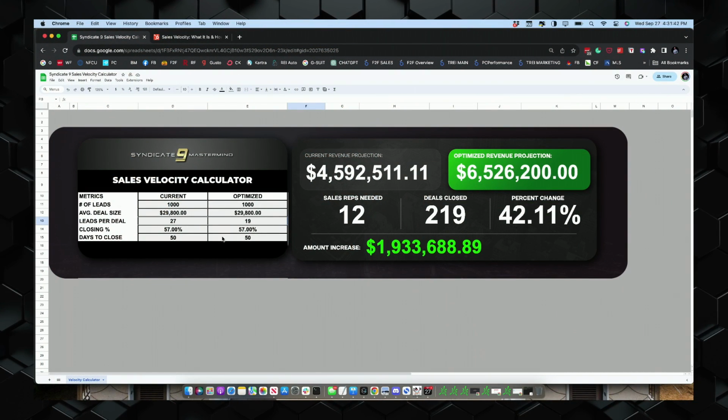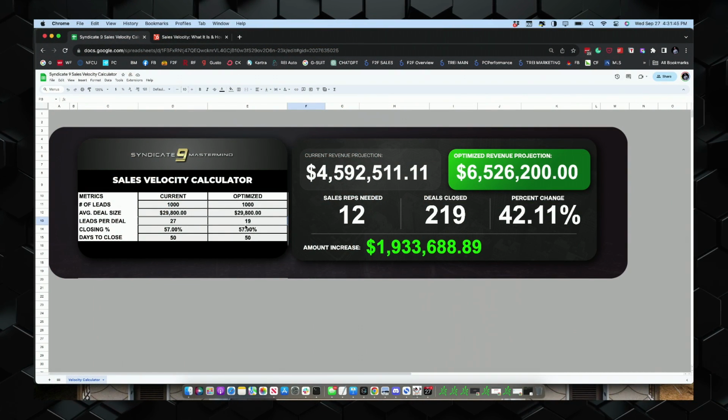Once these numbers are optimized, your closing percentage, your closing timeline, your leads per deal, your average deal size, then you can press and add more leads. And you're going to exponentially grow. So that's what we talked about in the Syndicate 9. So let's talk about how to impact the leads per deal. How can you decrease your leads per deal from like 27 down to 19? Now, if you don't know these KPIs, I highly suggest you start tracking them.